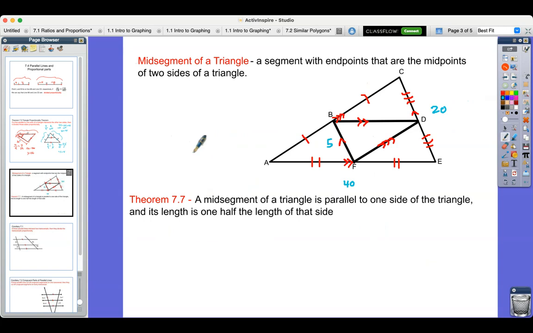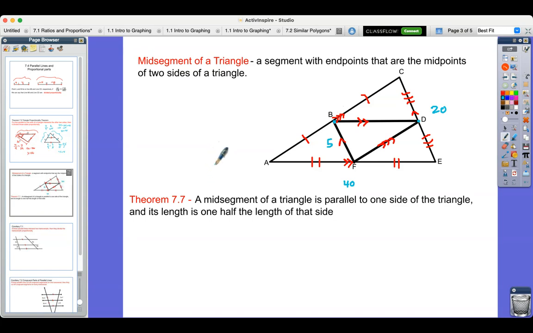Let's look at this. First, let's talk about what a mid-segment of a triangle is. I understand all these highlighted words are vocabulary you will see on tests. They're going to ask you, hey, if the mid-segment does this, what is the value of these sides, as we're about to do right here? So a mid-segment connects the endpoints of those segments and divides those sides in half.